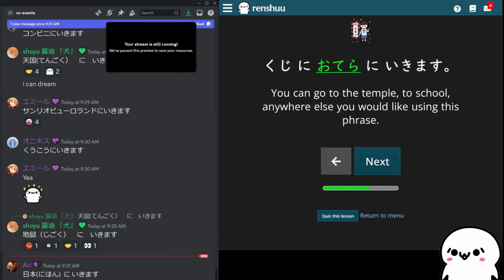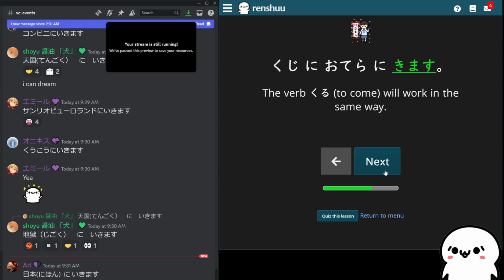Now, let's talk about these other words. We have ikimasu, which means to go, and then we have kimasu, which means to come.